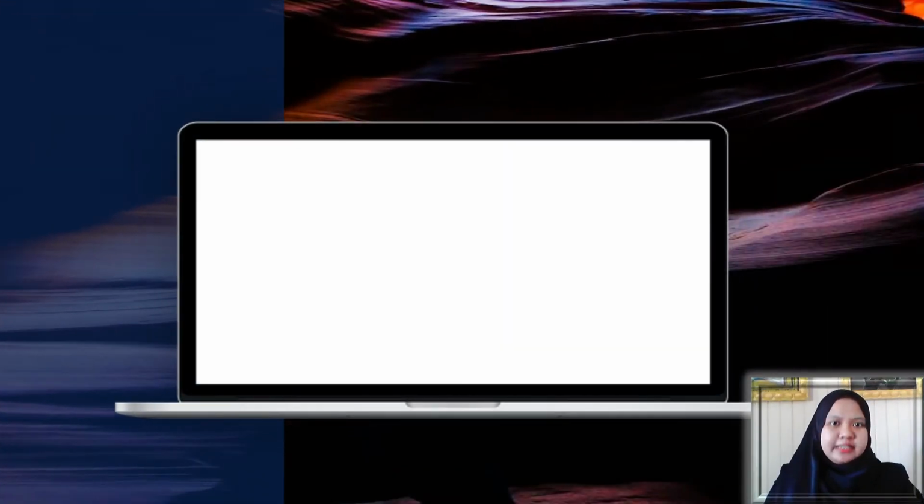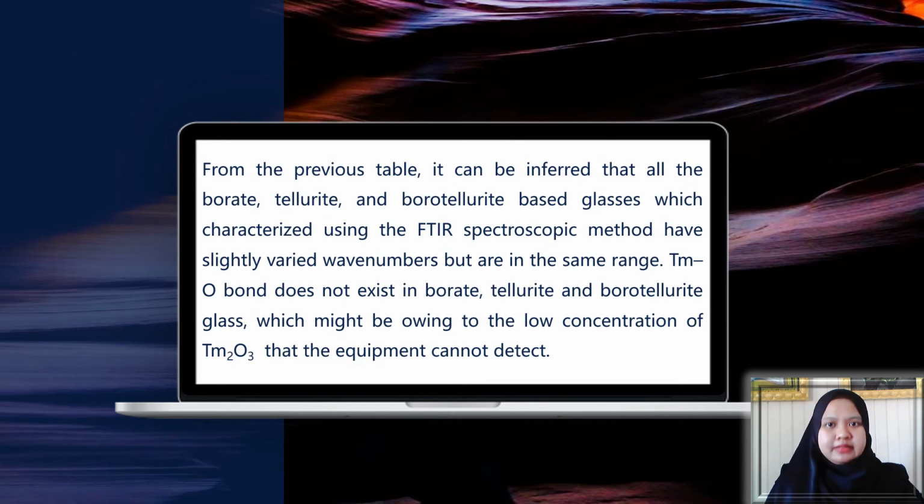From the previous table, it can be inferred that all the borate, tellurite, and borotellurite based glass characterized using the FTIR spectroscopy method have slightly varied wave number, but are in the same range. Thus, the TMO bond does not exist in borate, tellurite, and borotellurite glass, which might be owing to the low concentration of thulium that the equipment cannot detect.